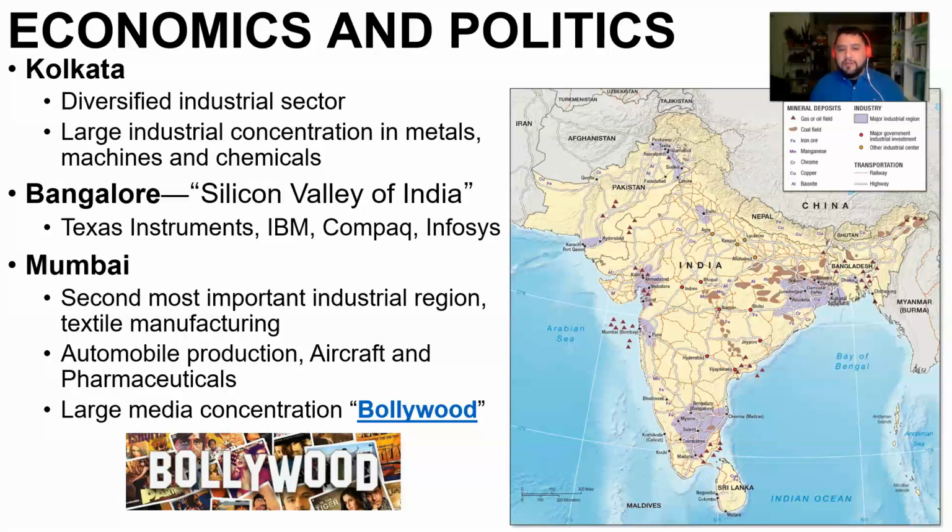They also develop aircraft and pharmaceuticals in Mumbai, and you might not know, but India is the pharmacy of the world. A lot of the generic medicines like ibuprofen, for example, are produced in generic pharmaceuticals here in India. And of course, Mumbai is also the capital of media and film in South Asia, and is known as Bollywood. It's a mix between Bombay, the old name for Mumbai, and Hollywood, and we get the region known as Bollywood.